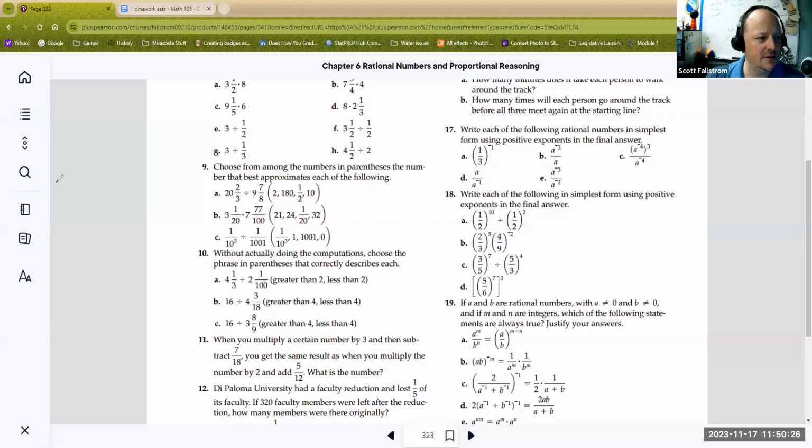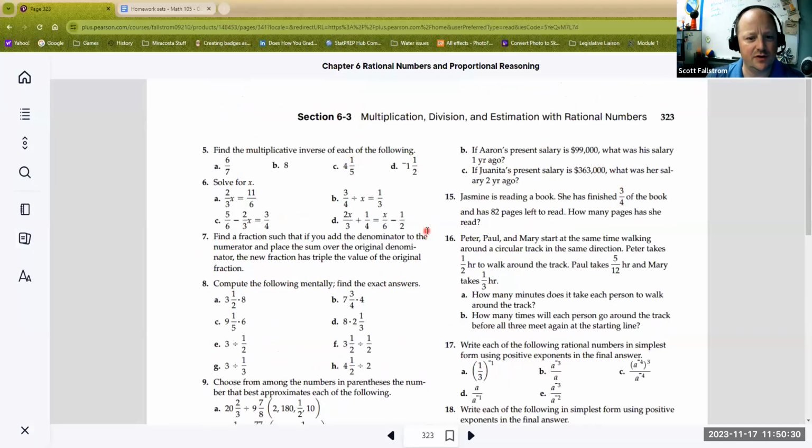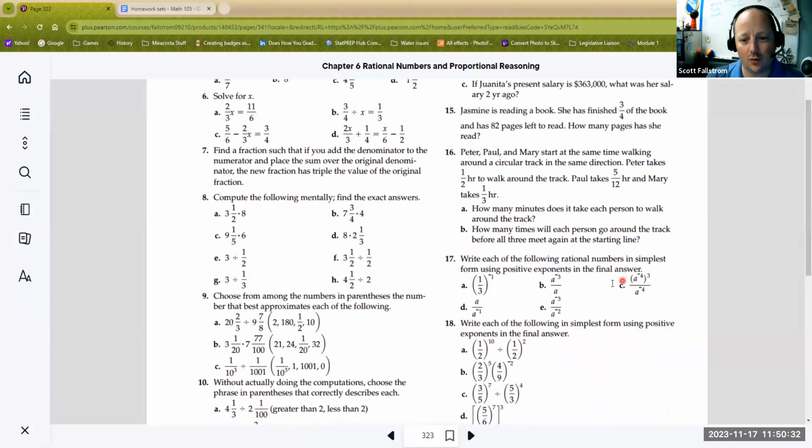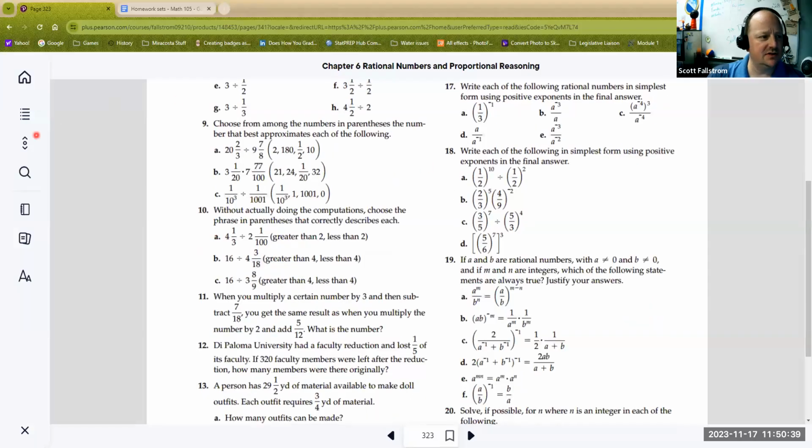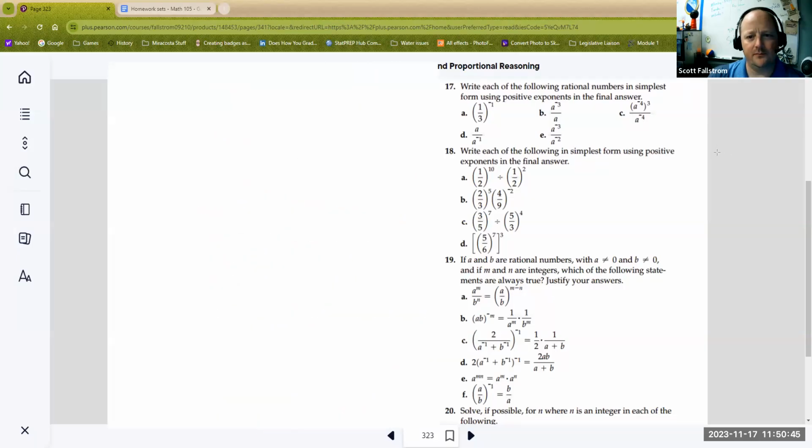Hello, students. And a question from a student on the homework from section 6.3, and it was question number 17, or questions like that. These are questions that involve negative exponents. So let's take a look at question 17. I will jot in a little bit of white space here, and off we go.